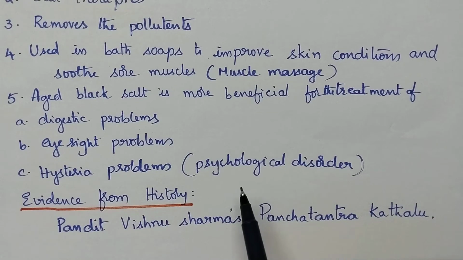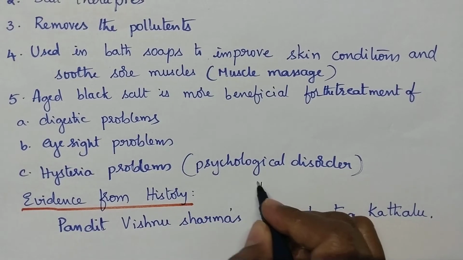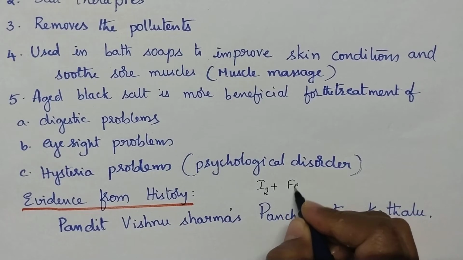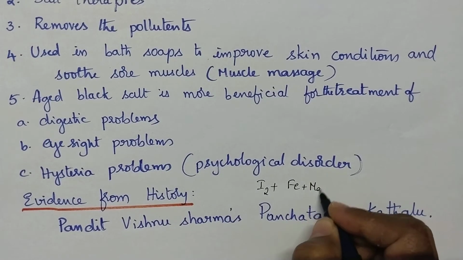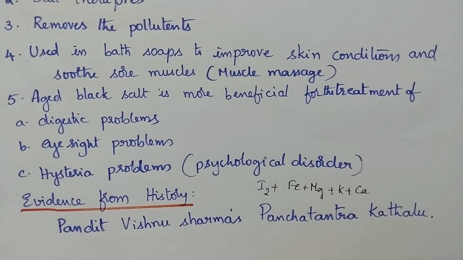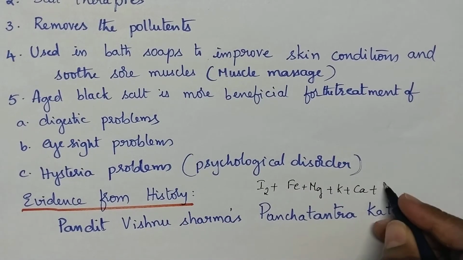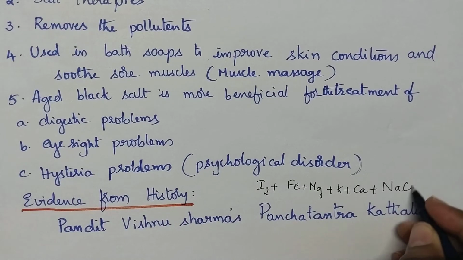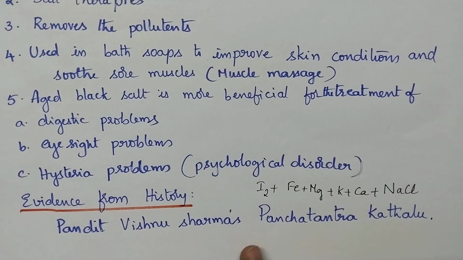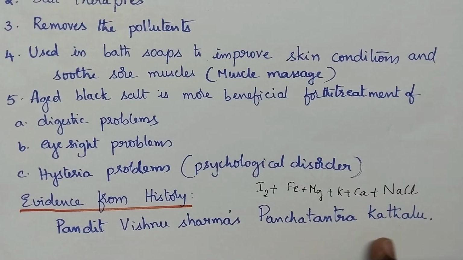So always remember, iodine and the trace amounts of the minerals like iron, magnesium, potassium, calcium are preferred along with sodium chloride in the common salt for the benefit of human health. So that is very clear from the history. That is from Pandit Vishnu Sharma's Panchatantra Kadalu.